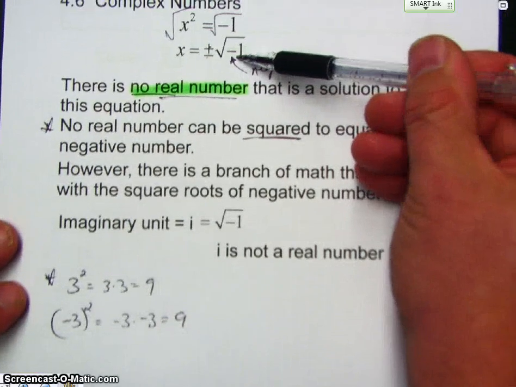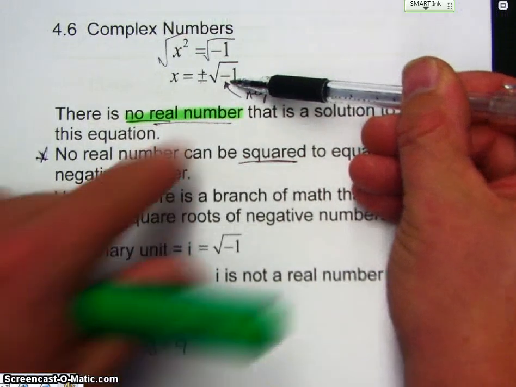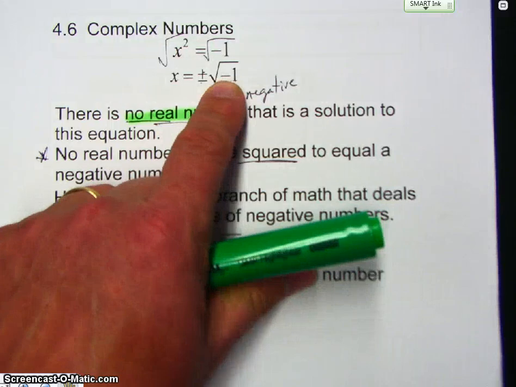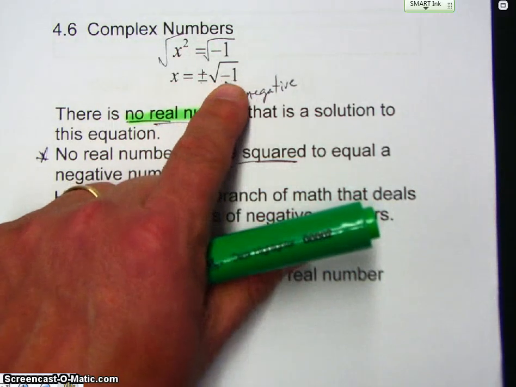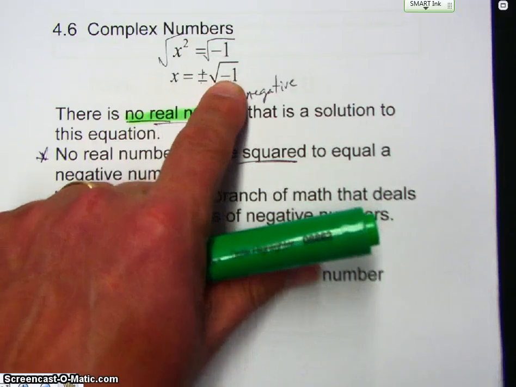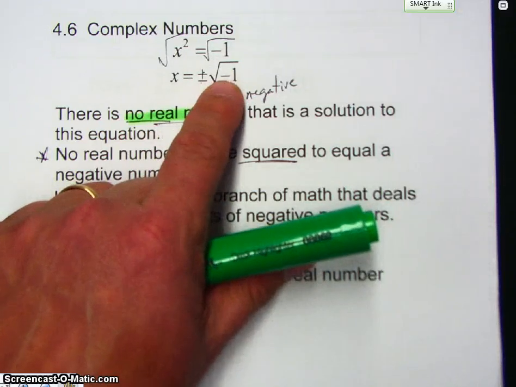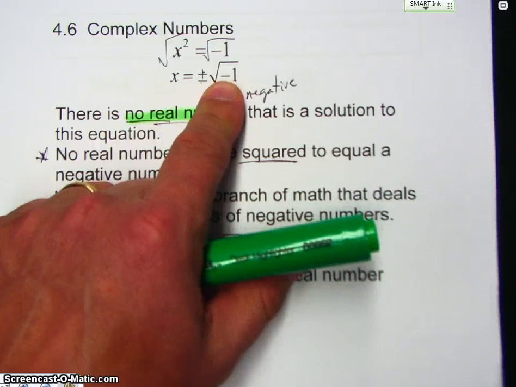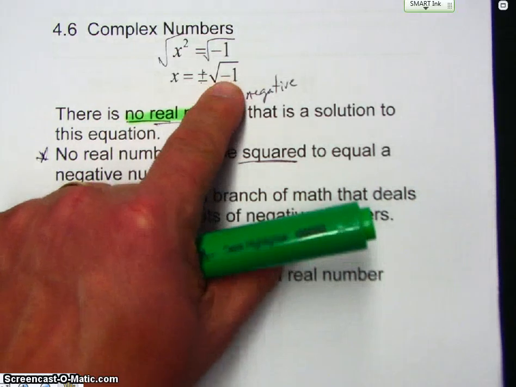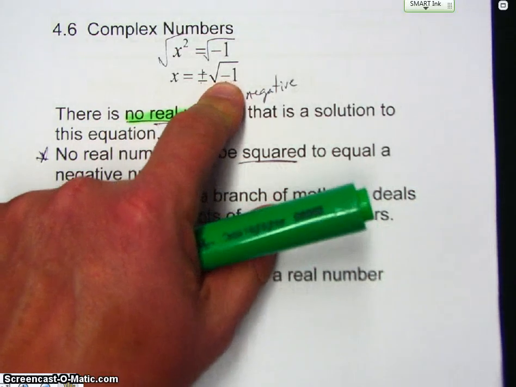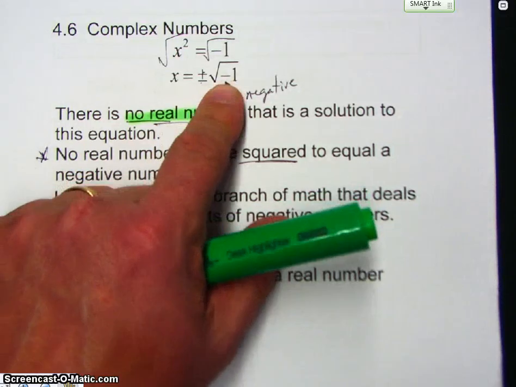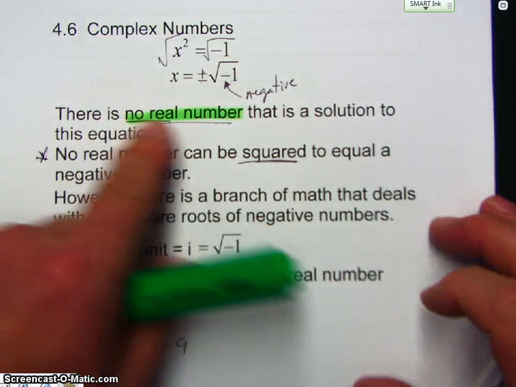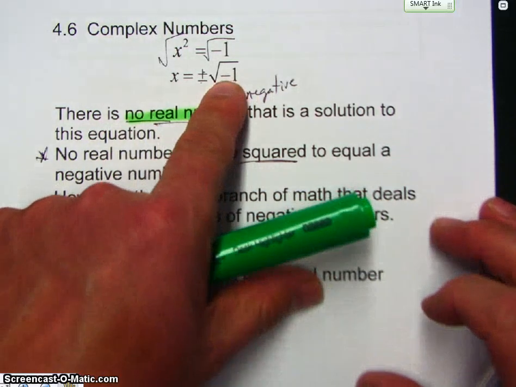So this up here is saying that there are two numbers that are exactly the same. So when I multiply them together, I get a -1, and you can't. When you multiply a number by itself, it will always be positive. So that means it's not a real number.